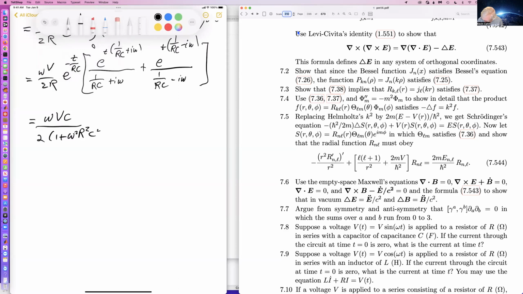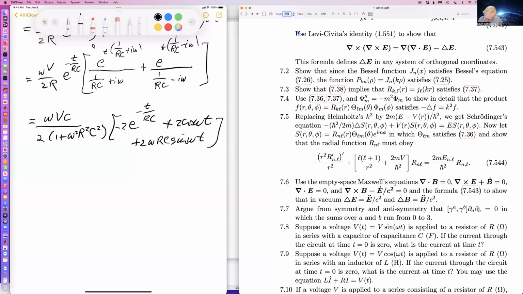R squared C squared. I unfortunately keep defaulting to a lowercase c because that's the speed of light, but it's the capacitance squared. And then what's left there, I'll do two steps: minus 2 e to the minus t over rc, plus 2 cosine omega t plus 2 omega rc sine omega t.